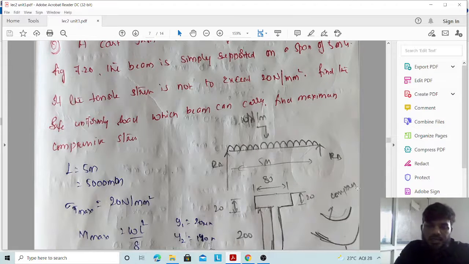So, in the last class, we were discussing the moment of resistance on various composite materials. Now, we are going to see a problem on it.